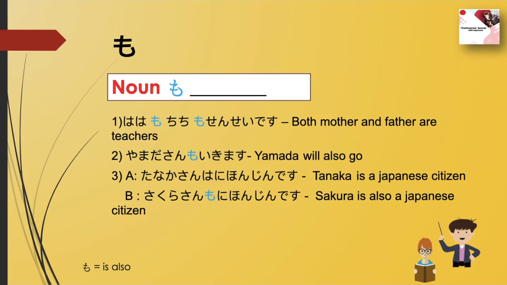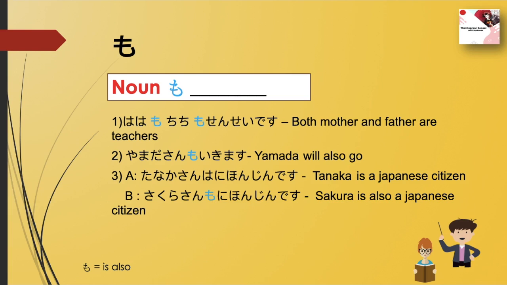Now let's focus on the first part. In this conversation, a person says, Tanaka-san wa Nihonjin desu. Right? Now, person B says, Sakura-san mo Nihonjin desu. What is happening here is that the first part mentions Tanaka is a Japanese citizen, and the B person is mentioning Sakura is also a Japanese citizen. That means both Tanaka and Sakura are Japanese citizens. That's why we are using mo in the second dialogue.